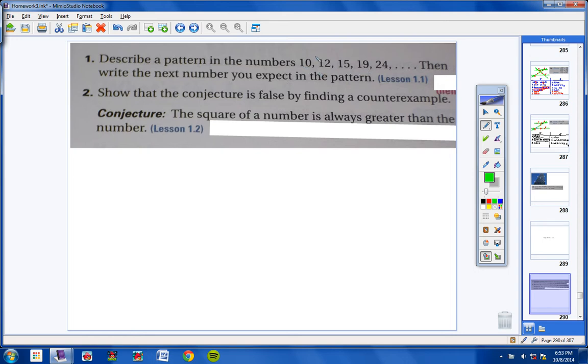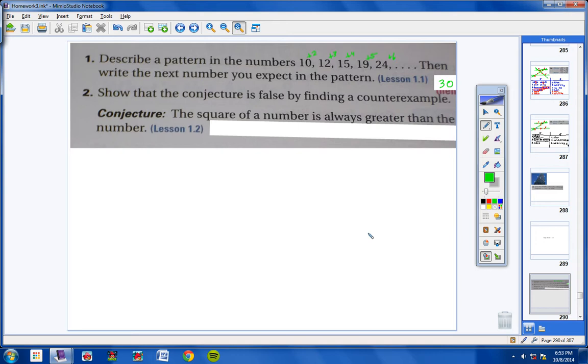Well, it looks like to me we added 2 to the 10 to get 12. And we added 3 to the 12 to get 15. Then we added 4 to the 15 to get 19. Then we added 5 to the 19 to get 24. So the best assumption I can come up with is we're going to add 6 to the 24 to come up with 30. Okay? All right, moving on to number 2.